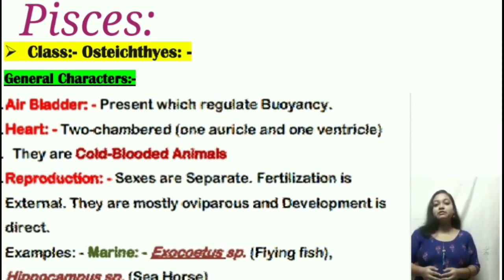Then the eighth point is heart. There are 2 chambers, one auricle and one ventricle. Then the point is reproduction. The sub point of reproduction is sexes. The sexes are separate. The fertilization is external. They are oviparous. They lay eggs. And the development is indirect.